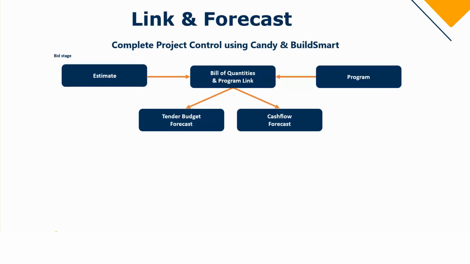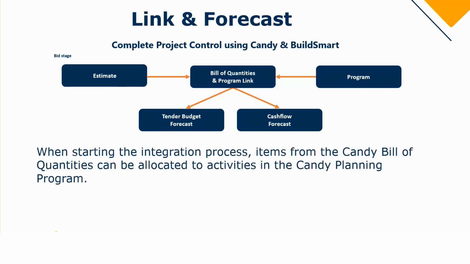Alright, so first on the agenda we have the link and forecast introduction. For those of you who have attended Candy courses, you should be familiar with the complete project control slide. I will not be running through the entire slide, but what I would like to mention is that when starting the integration process, items from the Candy bill of quantities can be allocated to activities in the Candy program, and this will then allow you to create a tender budget forecast, because you have money in the one bucket, time in the other bucket, and by linking the two, you basically have your money spread over time.